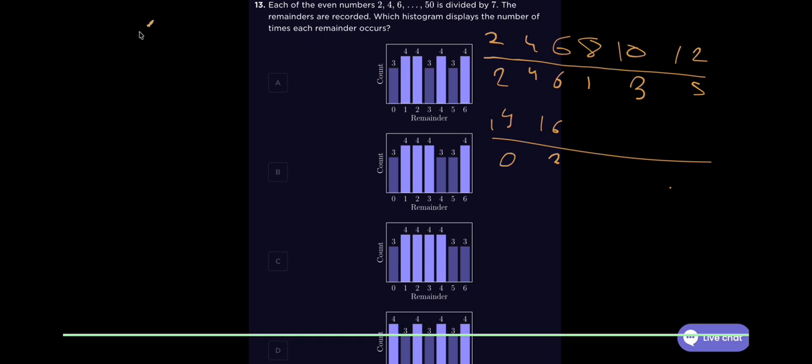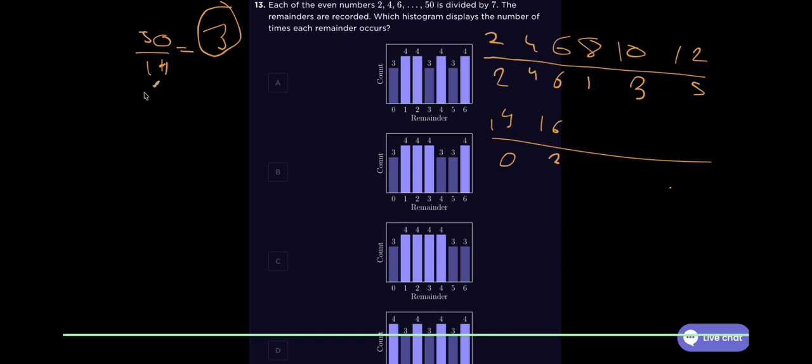So if I do 50 divided by 14, I get 3. 14 times 3 gives me 42. Right, I get 3. So each of these remainders, 2, 4, 6, 1, 3, 5, 0, occurs 3 times. And that makes sense too, because looking at the histograms, no number gets below 3.